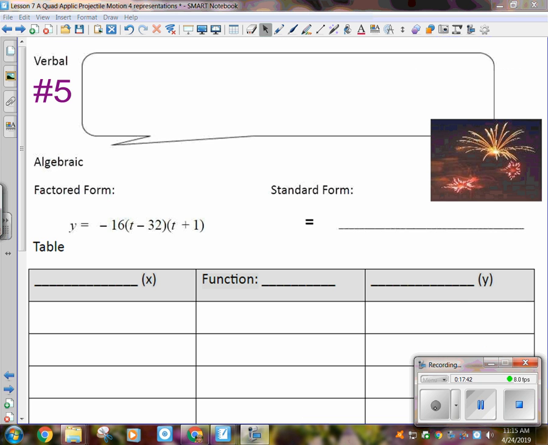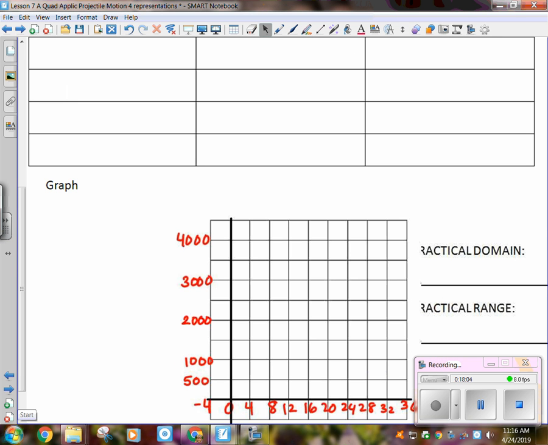Number 5. Different question. What do I have? One equation. Everybody got that? One equation. No question. We do have an inspiration photo. Fireworks. Can we get that? Okay. No data table. No graph. So, where do I start?